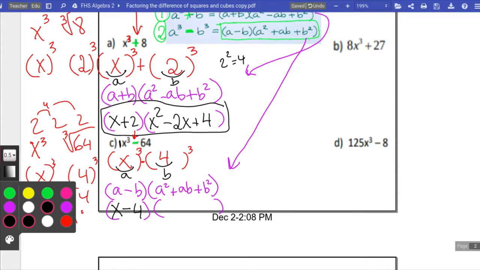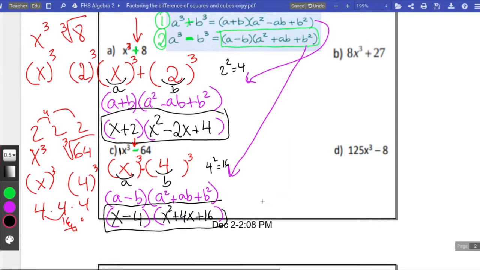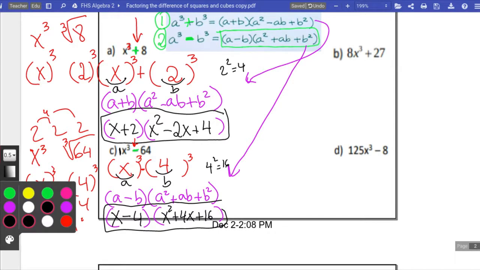Next, a squared. A is x, so x squared. Done. Plus a times b: x times 4, 4x. Done. Plus b squared. B is 4. 4 squared is 16. We are done. Look at that. We are killing it, y'all. I feel like we're on fire right now. All right, moving on to the next one.